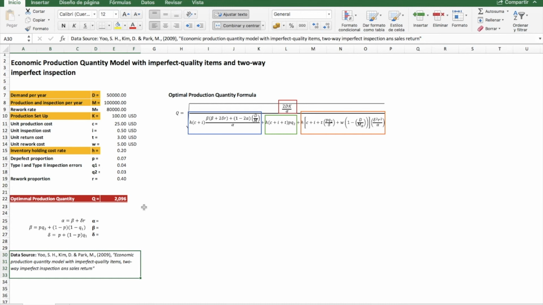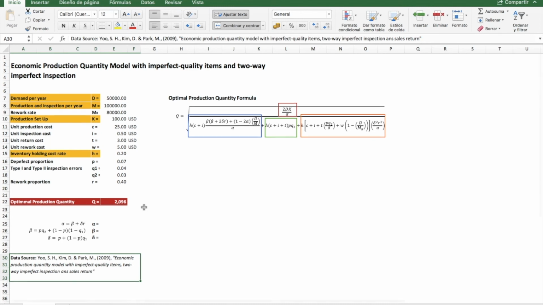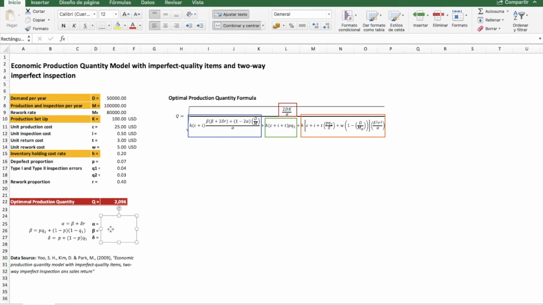Now, let's find out the optimal production quantity. To be able to achieve this, we have to use this formula here. Don't worry, it looks more complicated to use than it really is. However, to avoid mistakes, we will first separate the equation into 4 subquadrants, calculate them independently, and then all together to find the final solution. As you can see, we have auxiliary variables in our main equation, namely alpha, beta, and sigma. We begin by calculating sigma.